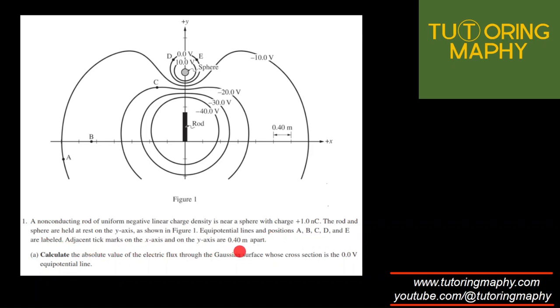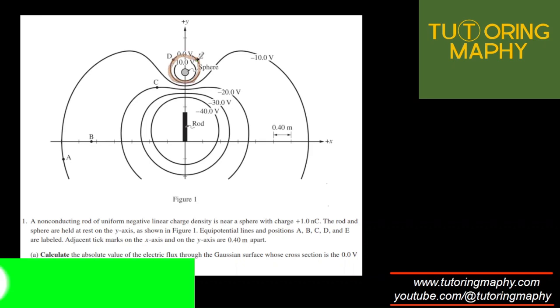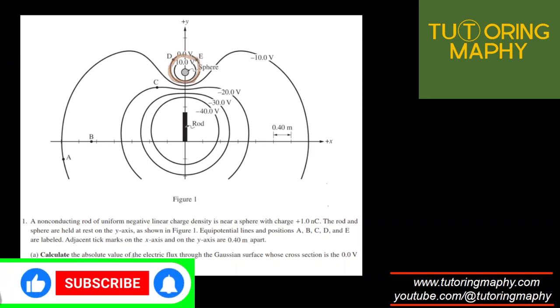Adjacent tick marks on the x and y-axis correspond to 0.4 meters. Part A: calculate the absolute value of the electric flux through the Gaussian surface whose cross-section is the 0-volt potential line. Where is the 0-volt potential line? I think I can see it over here. And what is Gauss's law?